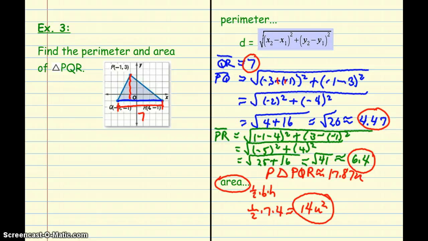So there you have it. We've figured out how to classify polygons as well as a quick review on area and perimeter.